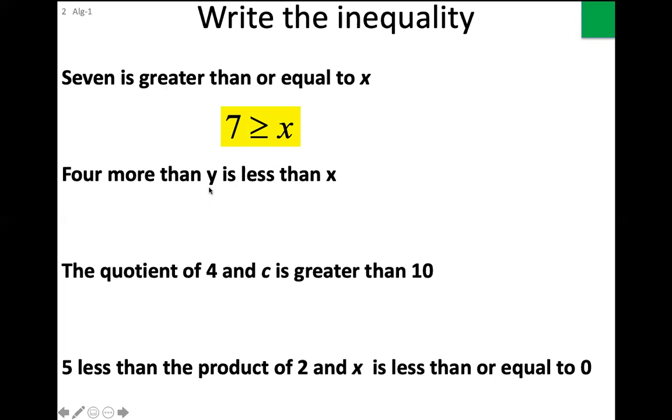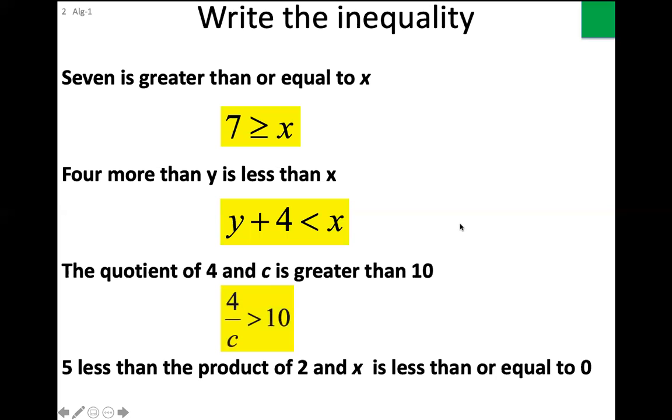4 more than y. 4 more than y would be y plus 4 or 4 plus y, less than x. Quotient. Ooh, look, $10 word. Quotient means division. Immediately after the word quotient will be 2 numbers or 2 variables or 2 something, and it goes exactly the way it would appear. So 4 ends up being your numerator. C ends up being your denominator. Remember, you're in Algebra 1, we don't use the division symbol, we use a fraction bar. So 4 over C, that's the quotient of 4 and C, is greater than 10.